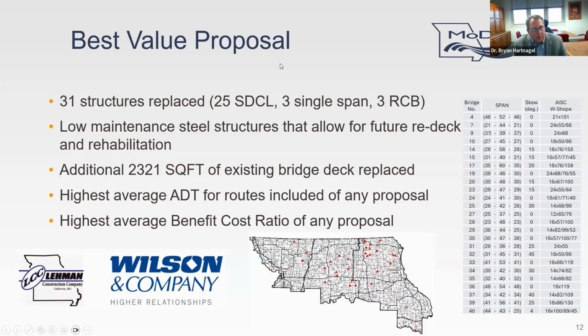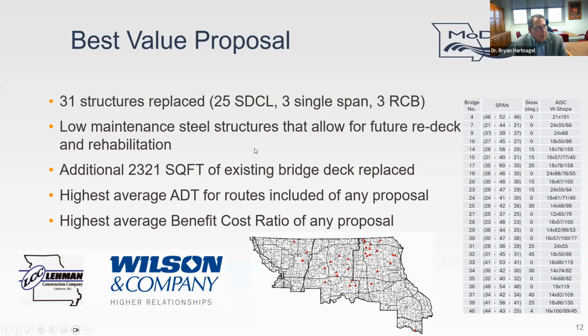So part of the scoring was how many can you replace, and then there were other factors on long-term durability, those types of things. So 31 structures replaced, 25 of them simple for dead, continuous for live. 3 of them were just single span steel structures, and 3 were RCB reinforced concrete box culverts. As you can see, some of these bridges are pretty short overall length, and they evaluated the hydraulic need and decided reinforced box culverts would work for 3 of these structures.